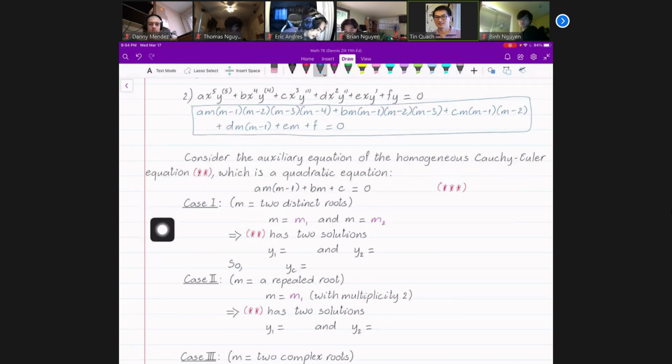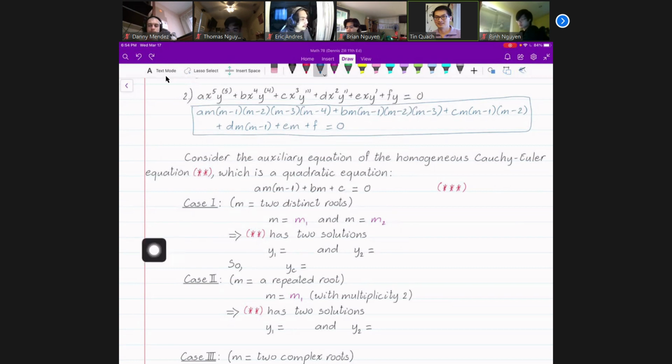You know that this is a quadratic equation, similar to what we did in section 4.3. So it has two roots for m, if you multiply everything out and solve for m. There are three cases, just like in section 4.3. The first case is m equal to two distinct roots, say m1 and m2.